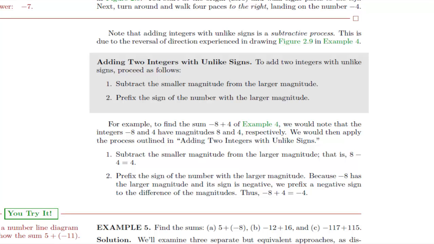For example, to find the sum -8 plus 4 of example 4, we would note that the integers -8 and 4 have magnitudes 8 and 4 respectively. We would then apply the process outlined for adding 2 integers with unlike signs. Subtract the smaller magnitude from the larger magnitude, that is, 8 minus 4 equals 4. Then prefix the sign of the number with the larger magnitude. Because -8 has the larger magnitude and its sign is negative, we prefix a negative sign to the difference of the magnitudes. Thus, -8 plus 4 equals -4.